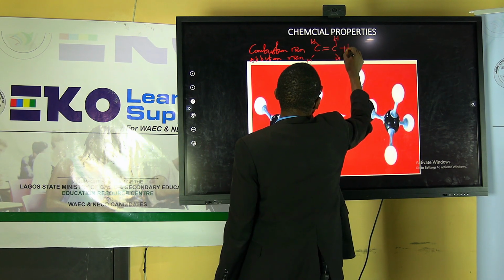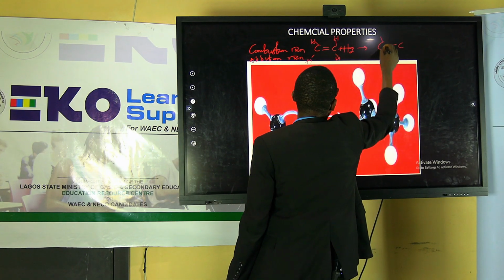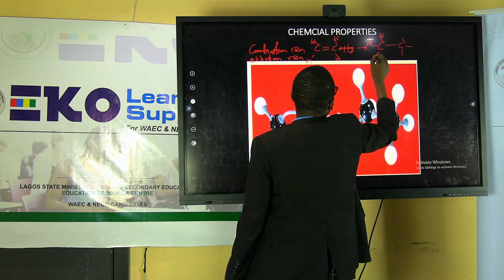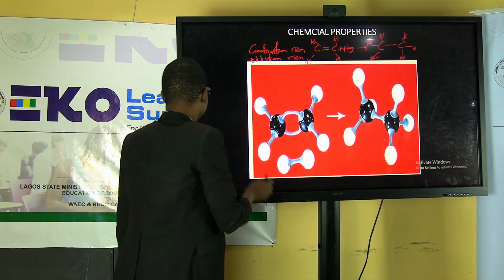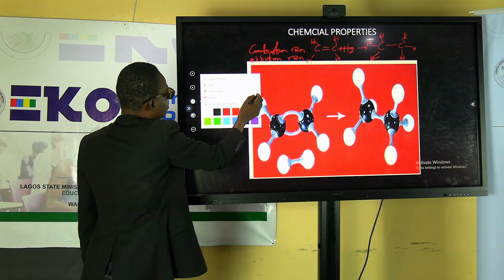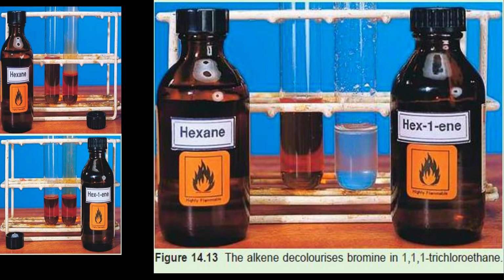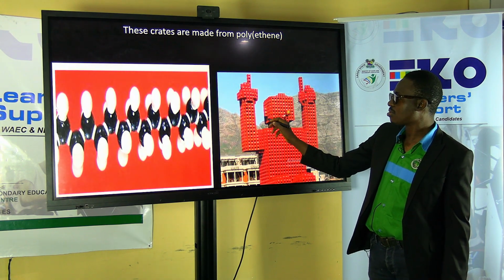If you, okay, let me put H2, then this will go to a single bond. Always note that this reaction is to move from a double bond towards a single bond. Yes, so this is how it looks. Also, it decolorizes bromine water from reddish brown to colorless.